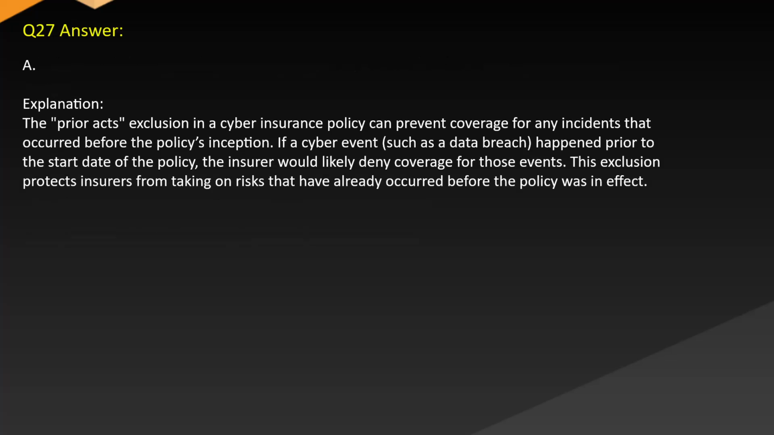Answer A. Explanation. The prior acts exclusion in a cyber insurance policy can prevent coverage for any incidents that occurred before the policy's inception. If a cyber event, such as a data breach, happened prior to the start date of the policy, the insurer would likely deny coverage for those events. This exclusion protects insurers from taking on risks that have already occurred before the policy was in effect.